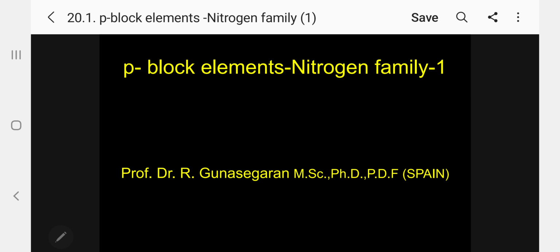Today I am going to discuss under P block elements. We have already discussed under P block elements the boron family and carbon family. Today I have to discuss the nitrogen family.